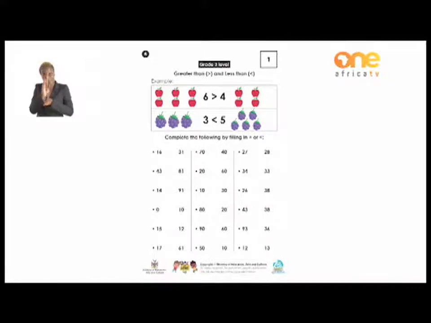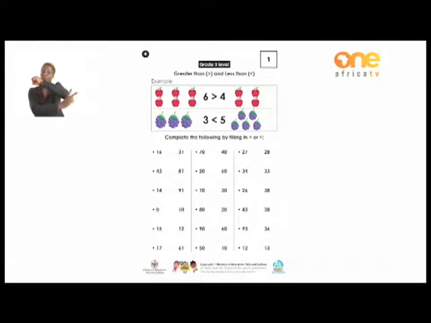27 and 28. We look at the first digits. They are both the same. They are equal. What do we do? We move on to the next one, which is at the place of the units. We have a 7 and we have an 8. So between 7 and 8, which one is greater? 28. That is perfect. So the mouth of the sign should be opening towards 28. So we put in the less than sign in there.